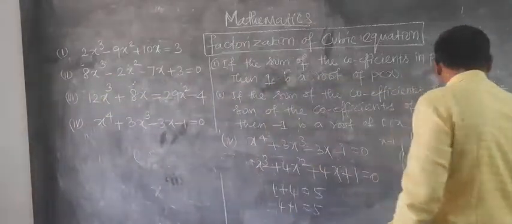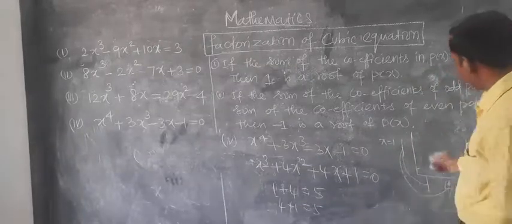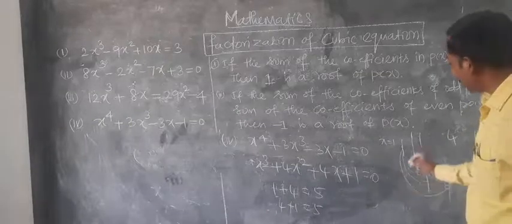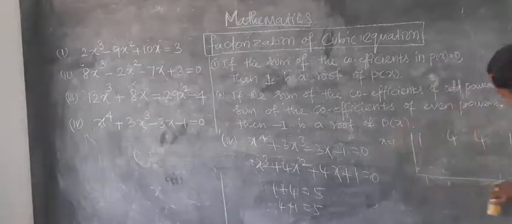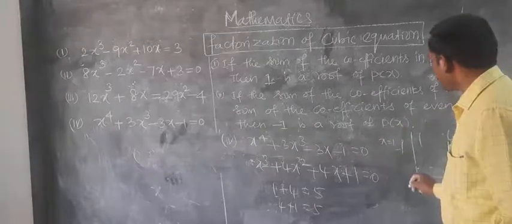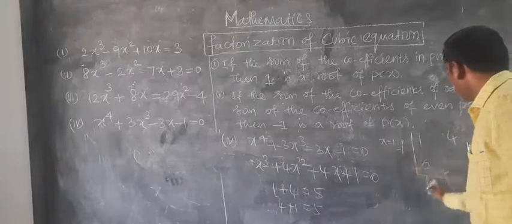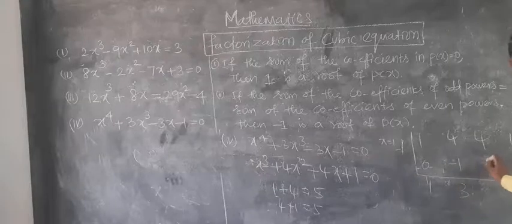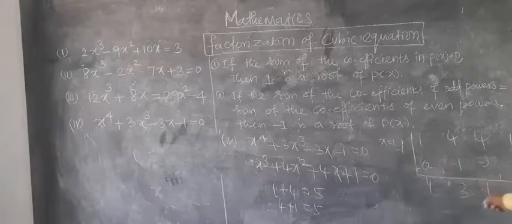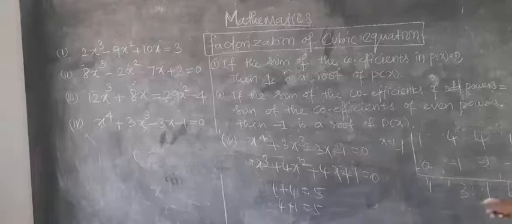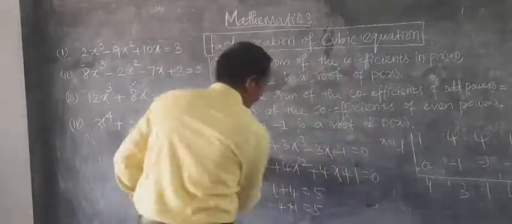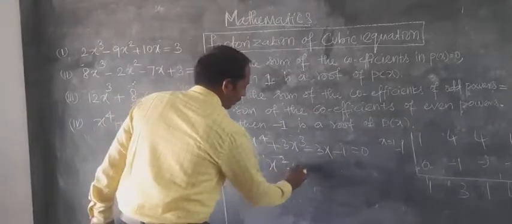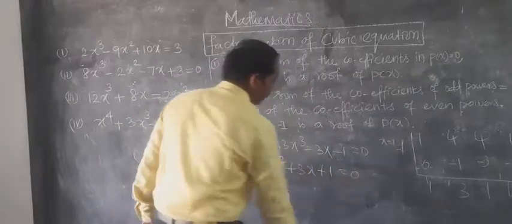So how do you write the synthetic division? 1, 4, 4, 1. So here negative 1 is a root. Always 0. So 1 into minus 1, minus 1, 3; 3 into minus 1, minus 3, 1; 1 into minus 1, minus 1, 0. So now come to the quadratic equation: x square plus 3x plus 1 equal to 0.